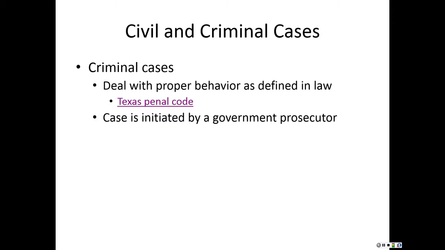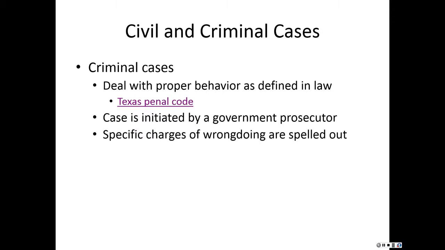At the trial level, the lowest level in criminal law, the government is always the accuser. The government is always the plaintiff. Why is that? Well, because a person is accused of breaking a law that the government created. Specific charges of wrongdoing are spelled out. You are accused of breaking Penal Code 49.04, driving while intoxicated. They'll tell you, and then they will give you what they see as the facts of the case.